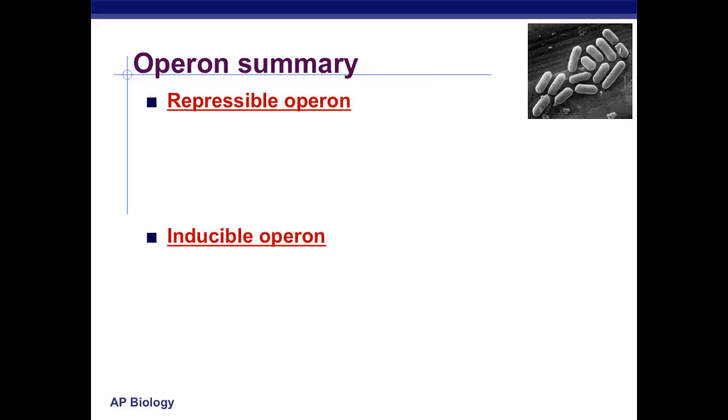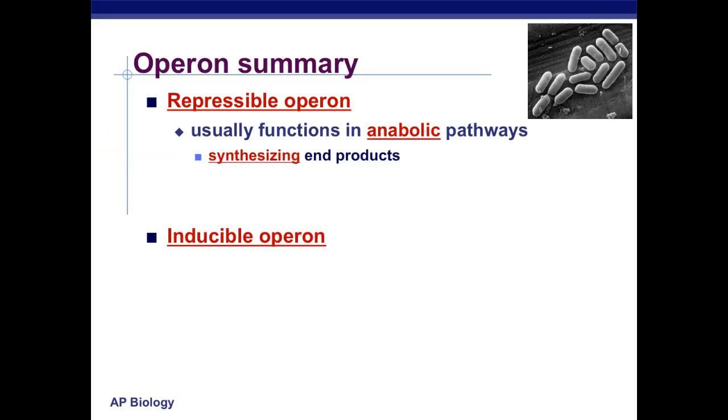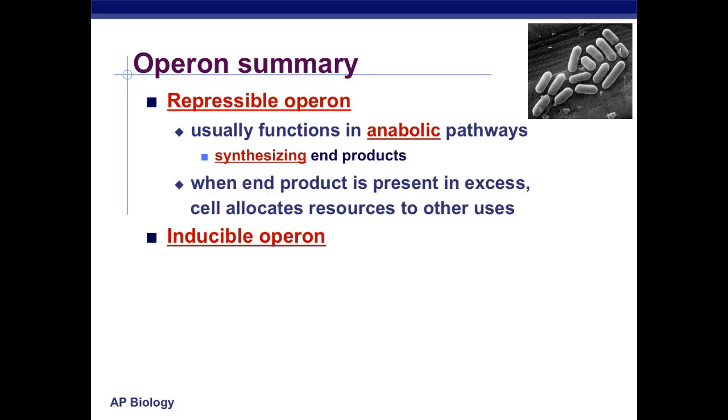So to summarize, we have repressible operons and inducible operons. A repressible operon usually functions in an anabolic pathway, meaning it stores energy. It's synthesizing end products. So when product is present in excess, the cell allocates resources to other uses. So instead of wasting energy to produce more, it puts a stop to it and holds off until it needs to produce more because there isn't any of that product present.